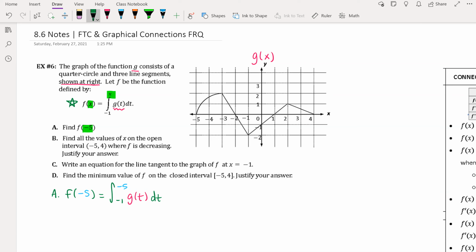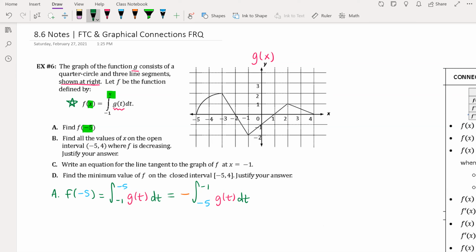Now obviously we're going to want to evaluate this integral, and we can use the graph to do so, but there's something that we should notice. Something's not quite right. We're not ready to take the integral yet. We need the boundaries to go from smallest to largest. Right now, it's -1 to -5, and -1 is not smaller than -5. So how do we flip it? You put a negative out in front of the integral symbol, and then you can flip your boundaries to make them smallest to largest. So we have negative the integral from -5 to -1 of g of t dt.